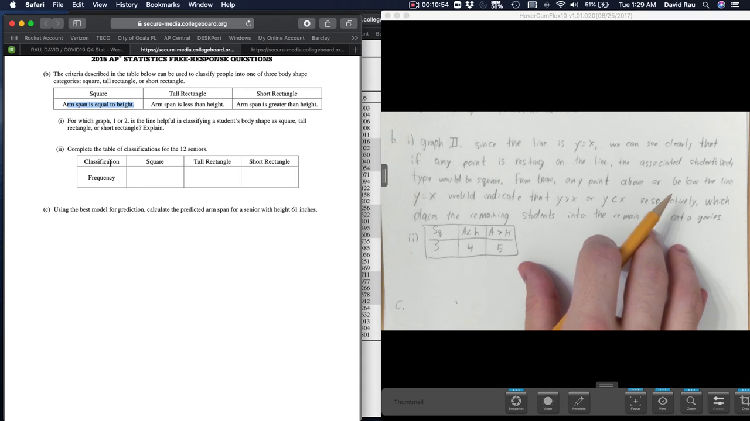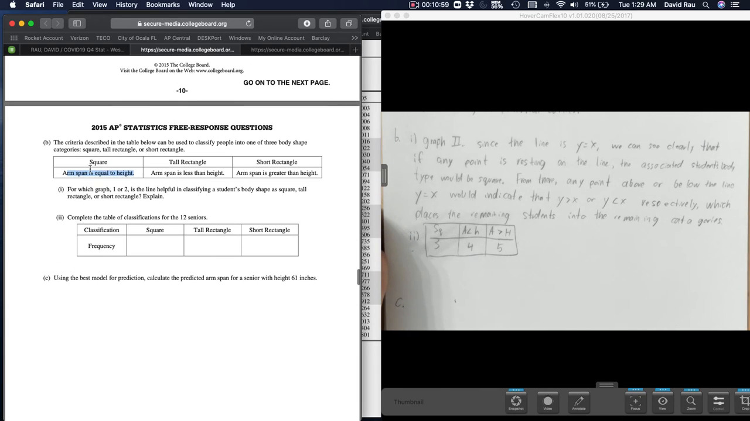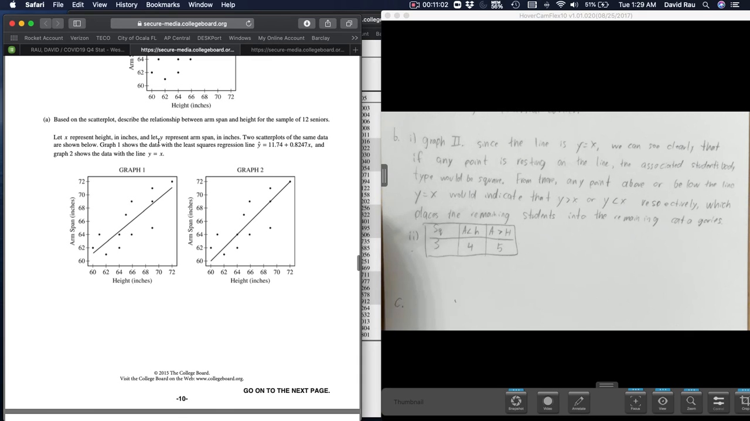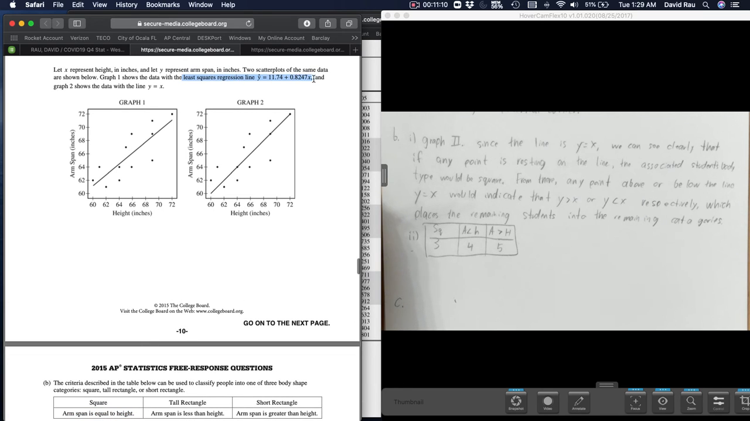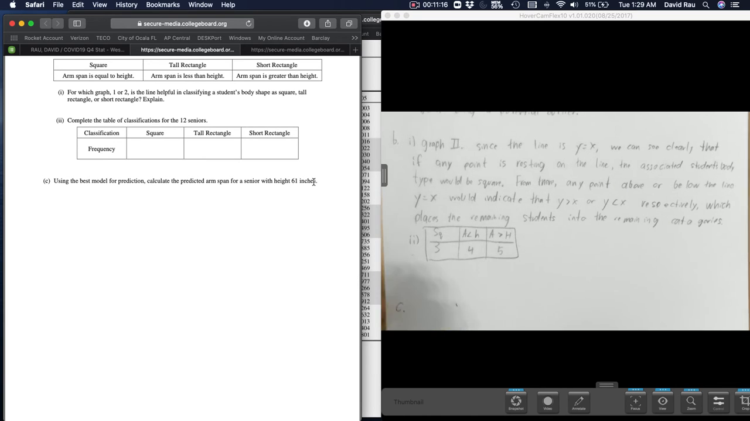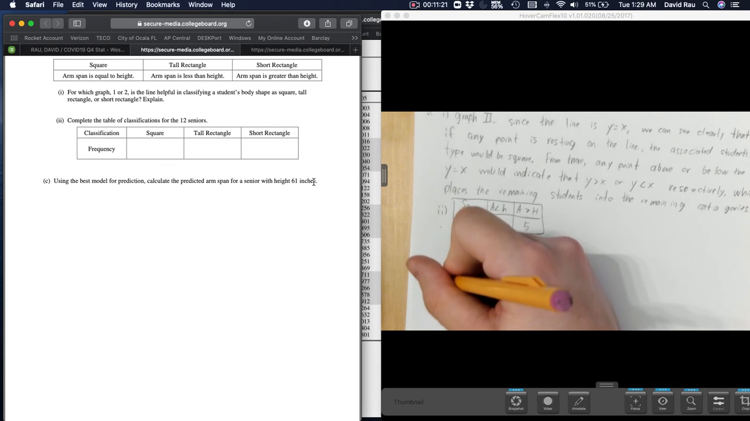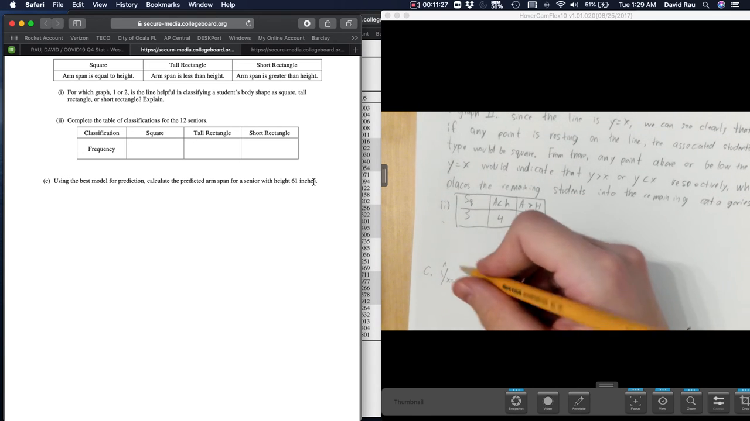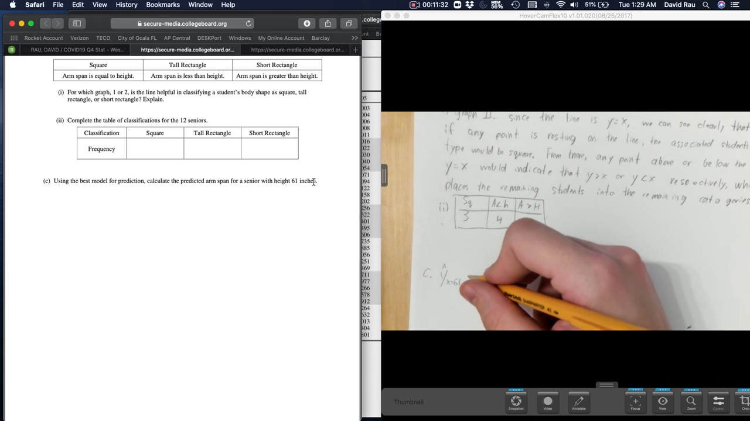Using the best model for prediction, which one's the best model for prediction? Does it say clearly? Well, the best model for prediction is the least squares regression line. Calculate the predicted arm span for a senior whose height is 61 inches. So that's going to be, we're going to call it, y hat for x equals 61. Now this is just a way of writing that you're clearly using the x value 61 and you're trying to use the prediction line.